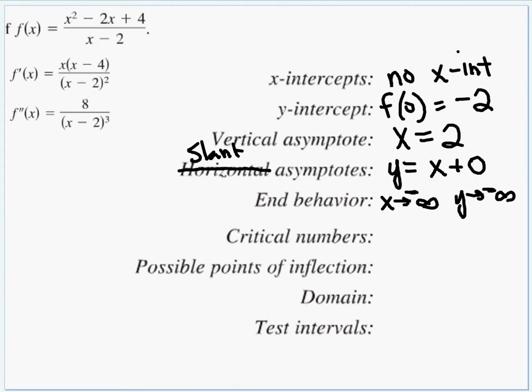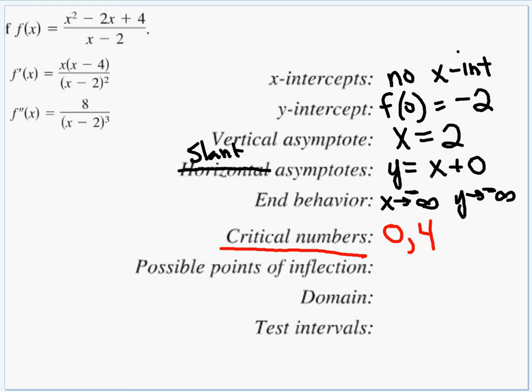Okay, time for the first derivative. Critical numbers is where the first derivative is equal to 0 or non-existent. So critical numbers, 0 and 4. Set that x equal to 0, set the x minus 4 equal to 0, and we get 4. Now the denominator would be zeroed out at 2, but remember those aren't going to be mins or maxes. Those are where we already have our vertical asymptote set up, at positive 2, so that can't be a min or a max.